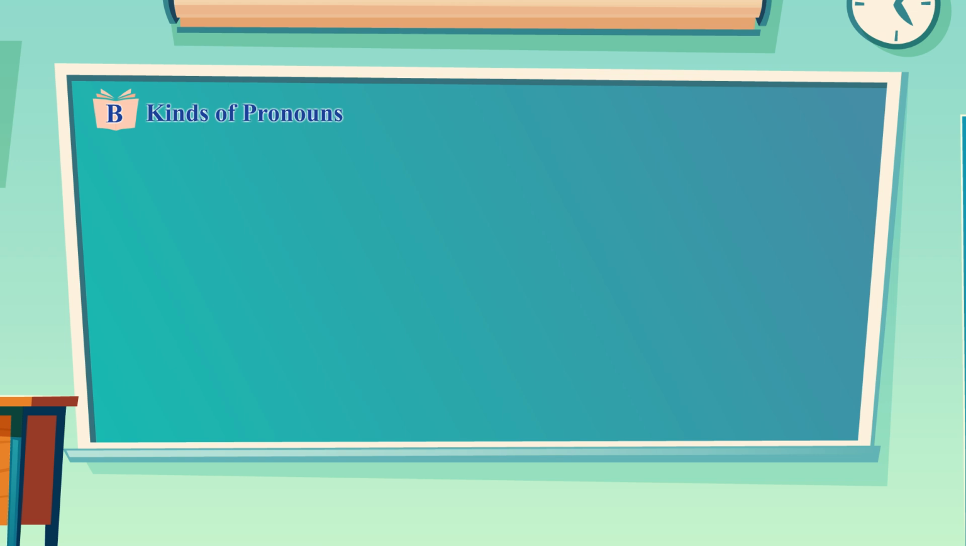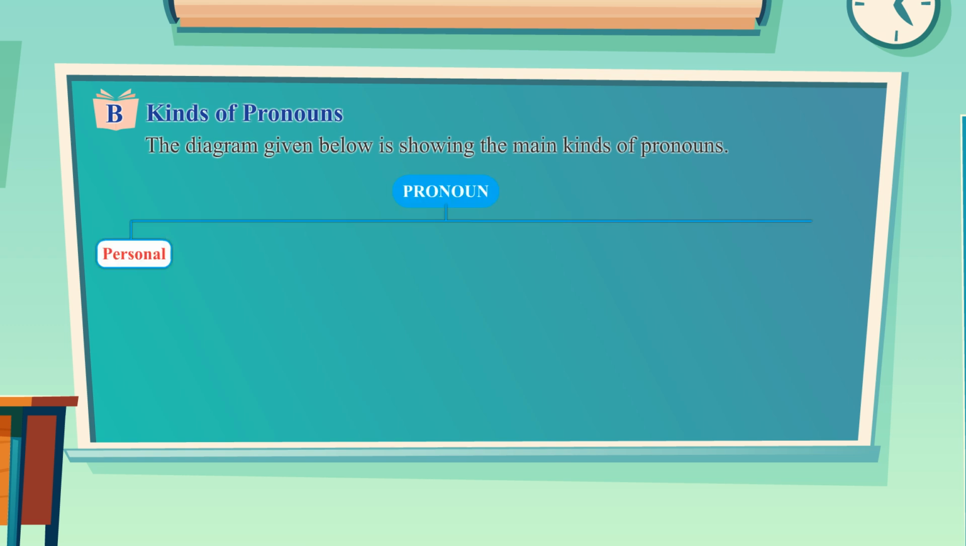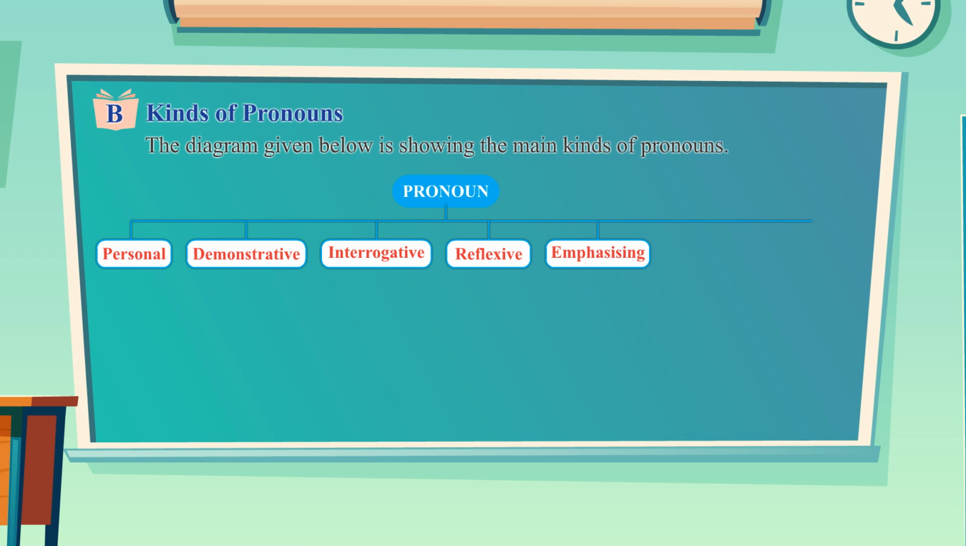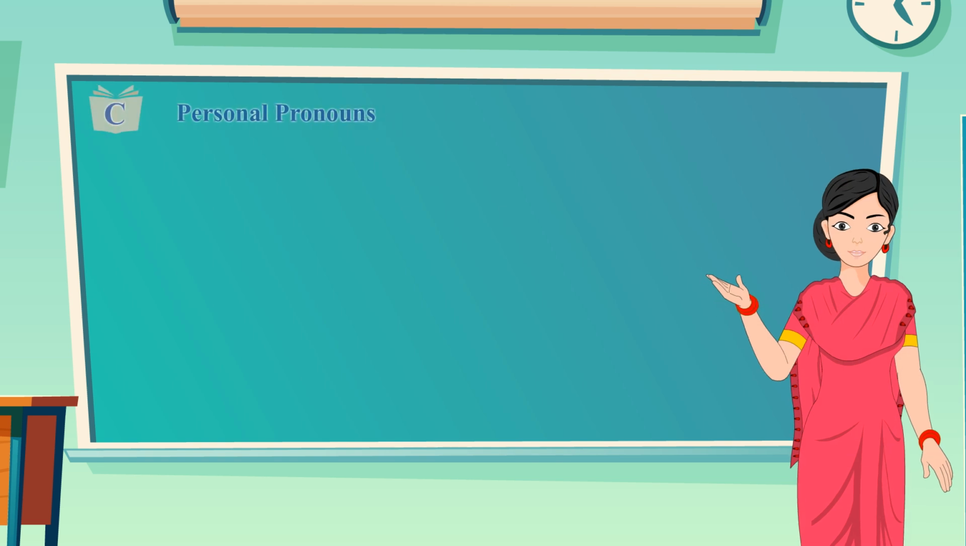Kinds of pronouns. The diagram given below is showing the main kinds of pronouns. Pronouns: personal, demonstrative, interrogative, reflexive, emphasizing, possessive, relative.